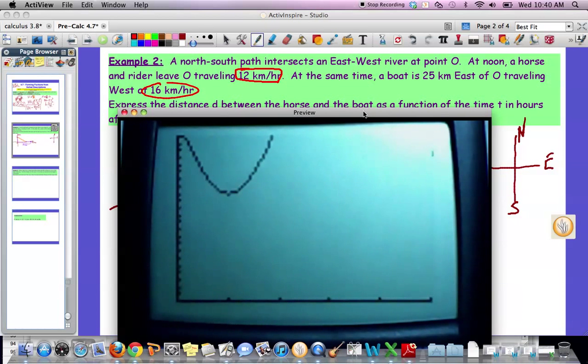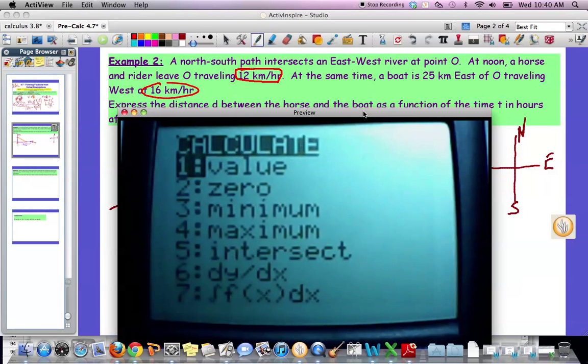And what were we interested in? When the horse and the boat are the closest, which would be the minimum of that curve. So let's find the minimum of that curve. So let's calculate a minimum.